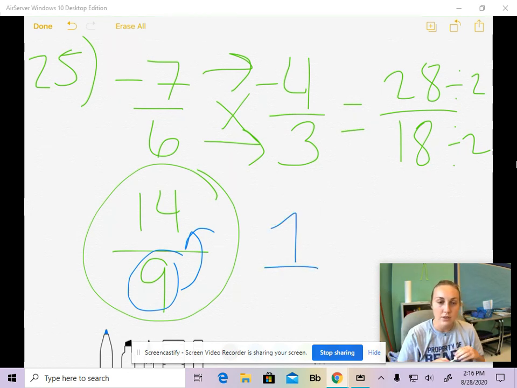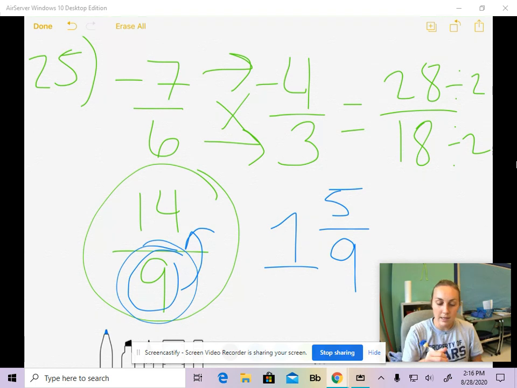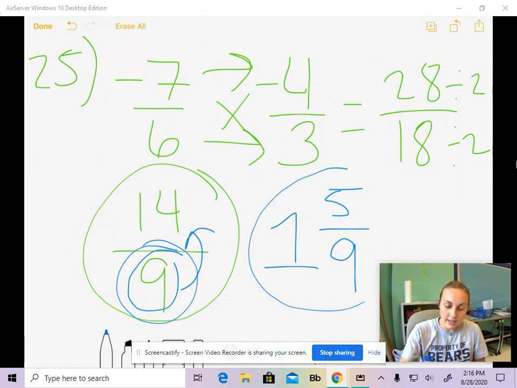So then we just have to subtract 14 by 9 because, again, 9 only goes into 14 one time. So we only have to subtract 14 by 9. And 14 minus 9 is 5. And then we keep the same denominator, which is going to be 9. So I will take both answers, 14 over 9, and I will also take 1 and 5/9.